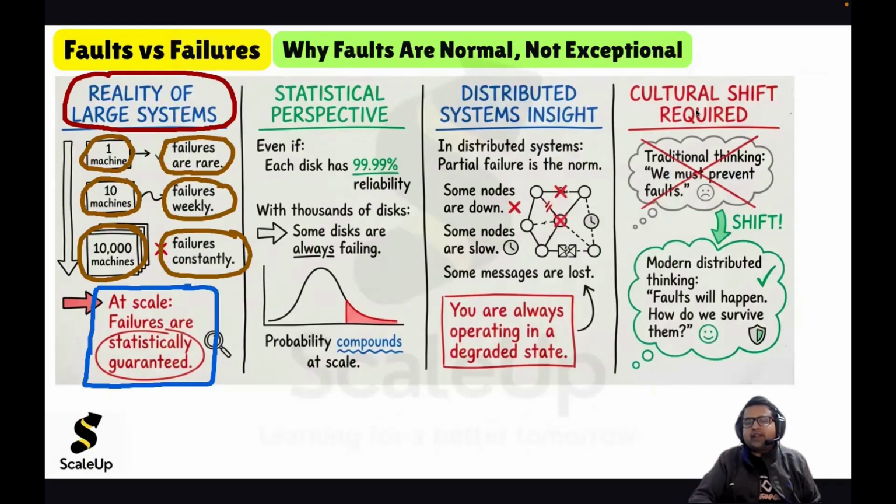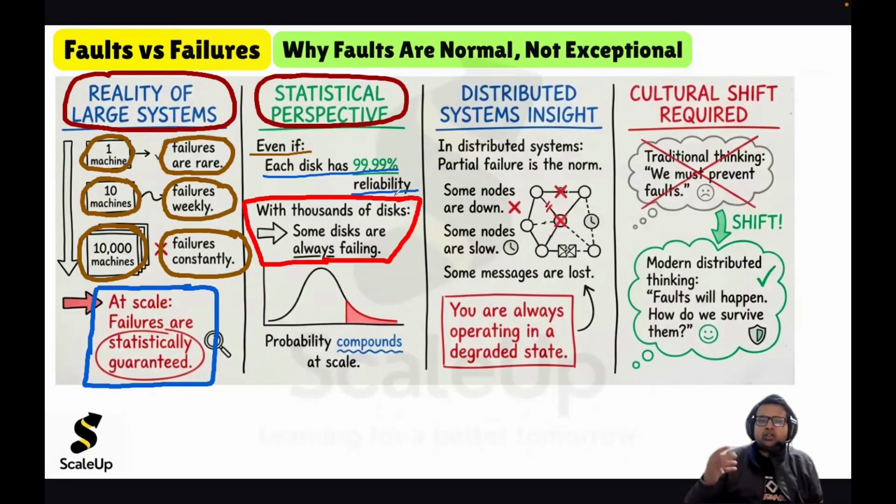If we look at the statistical perspective, even if each disk has 99.99% reliability, with thousands of disks, some disks are always failing. Let us suppose you are using disks with 99.99% reliability, and if you are using thousands of those disks, you will find some disk is always failing. So the moral is, probabilities compound at scale.